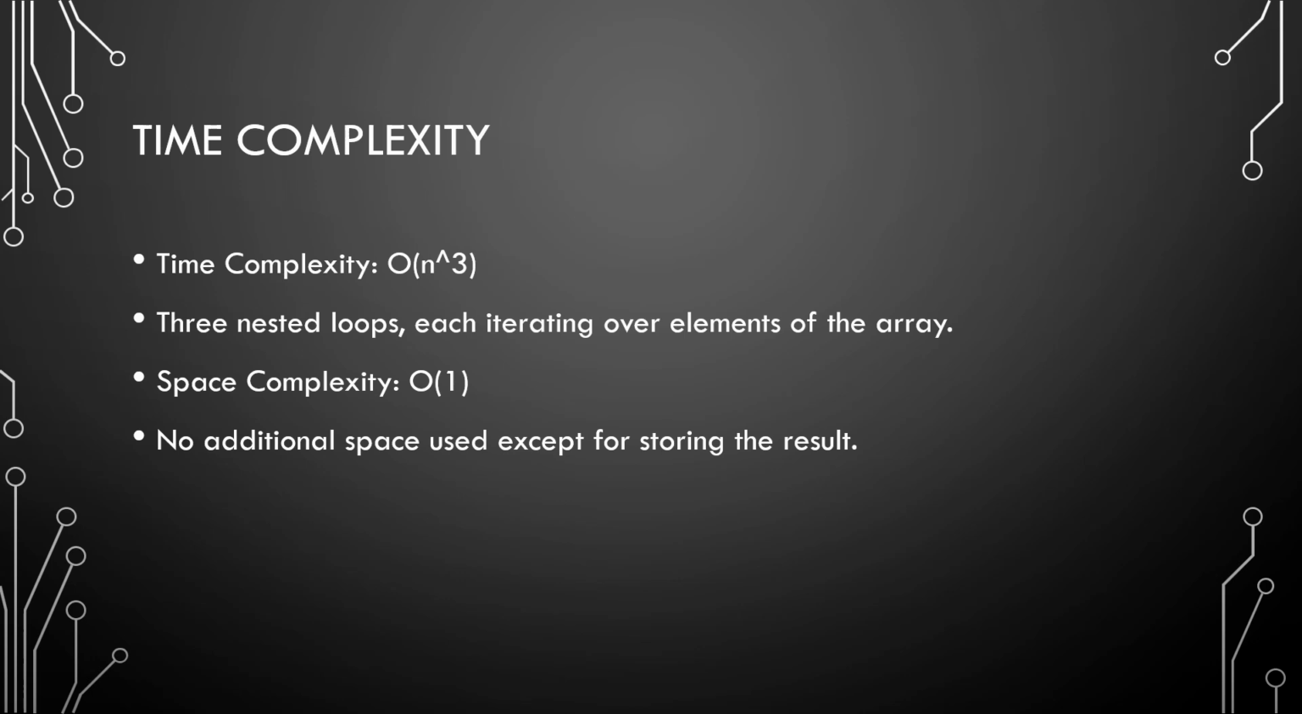Now let's discuss the time complexity of this approach. The time complexity of this brute force solution is big O of n cubed, where n is the size of the array. This is because we have three nested loops, each running up to n times. For every triplet, we check if their sum equals 0. While the space complexity is big O of 1, meaning no extra space is used except for storing the result, the time complexity is quite inefficient for larger arrays.